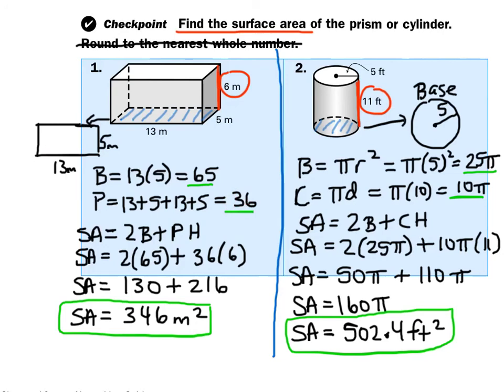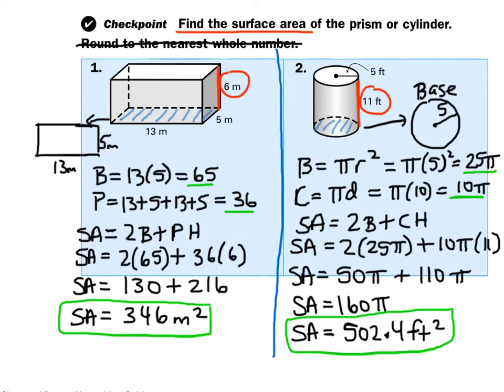And now I plug those numbers into my surface area formula. The surface area equals 2 times the base area plus perimeter of the base times the height of the prism, how far apart the bases are. So 2 times the base area was 2 times 65, plus the perimeter was 36 times the height was 6. And so 2 times 65 is 130. I bring down the plus sign. 36 times 6 is 216. And then I just add those up. And that gives me 346 meters to the second power.